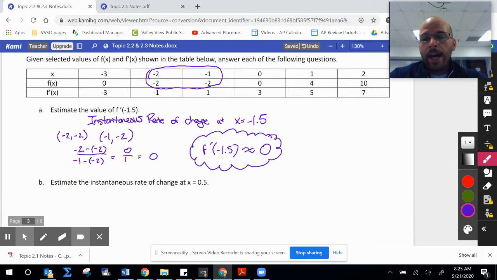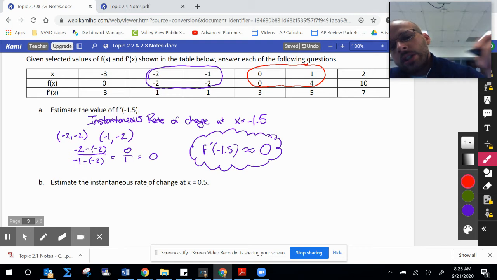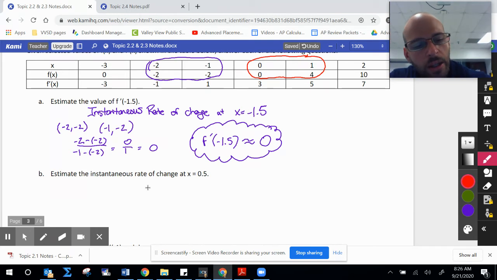So just to do this again, I'm going to use another color. I want to estimate the instantaneous rate of change at 0.5. So I want to find the average rate of change between 0 and 1. So I have the point 0, 0. I have the point 1 comma 4.